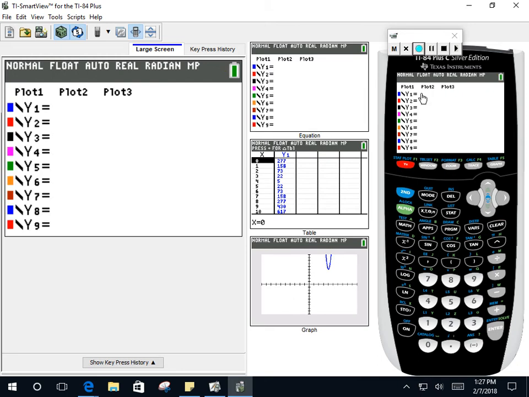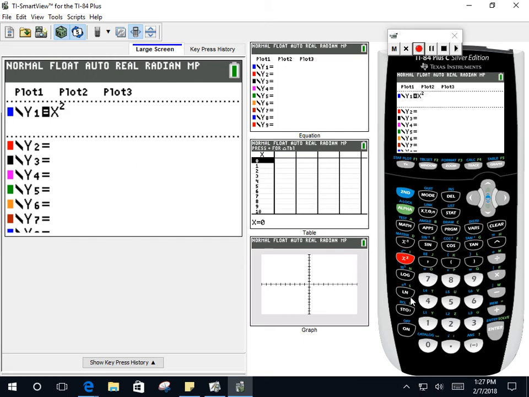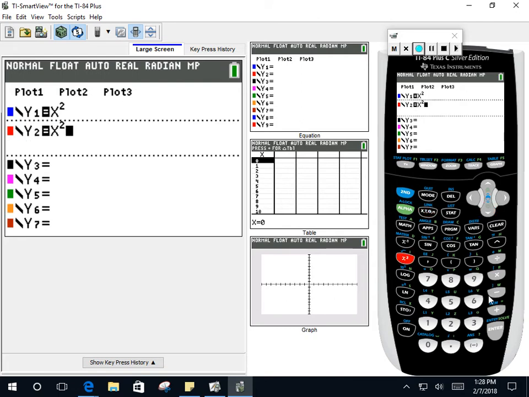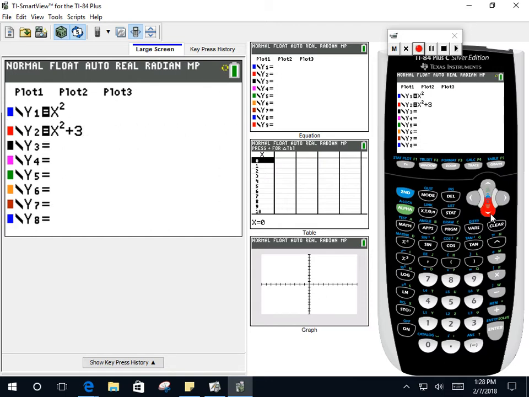and then in y1, I'm going to type in that first equation, which says x squared. To type in the x, it's right here under the mode button. And then to square it, see over here right above the button that says log, it says x squared. Okay, so is everybody comfortable with typing in the x and typing in the squared? Now you're going to go down to y2, and you're going to type in x squared plus 3. So x squared plus 3. And then you're going to go down to y3, and you're going to type in x squared plus 7.